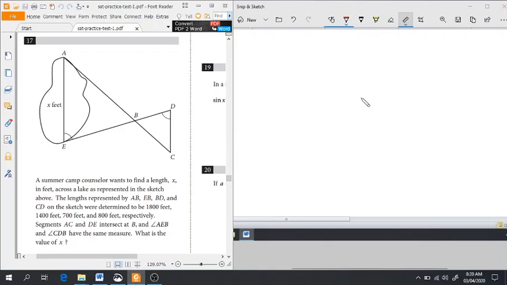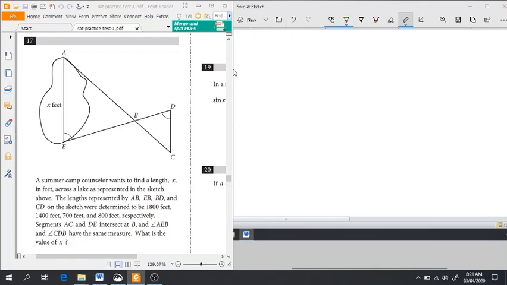The question says a summer camp counselor wants to find a length x in feet across the lake as represented in the sketch above. The lengths represented by AB, EB, BD and CD on the sketch were determined to be 1800 feet, 1400 feet, 700 feet and 800 feet respectively. Segments AC and DE intersect at B, and angle AEB and angle CDB have the same measure. What is the value of x in feet?